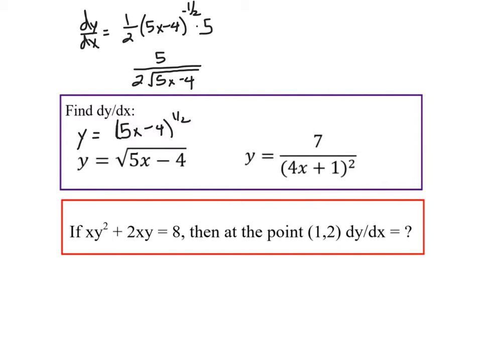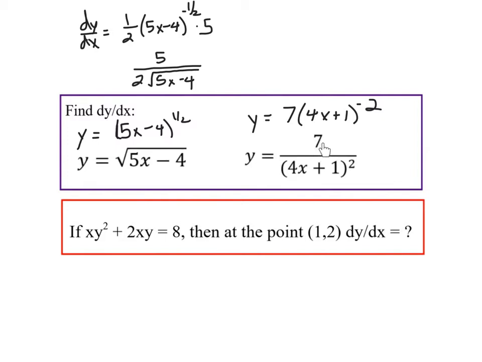Okay, the next one, I'm going to rewrite this as 7 multiplied by (4x plus 1) to the negative 2nd. Okay, so kind of the same idea. I'm going to use power and chain rule instead of, in this case, quotient rule. Now, the reason that works so well is because this numerator is a constant.